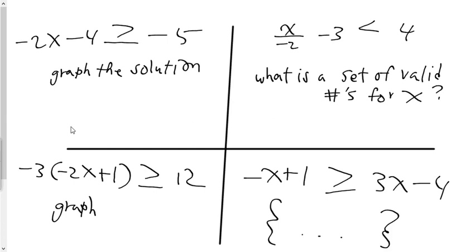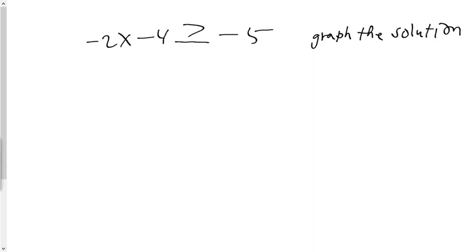We have 4 questions here, all from section 9.3 of our MathLinks textbook on solving linear equations in more than one step. The first question gives us negative 2x minus 4 is greater than or equal to negative 5, and it asks us simply to graph the solution.